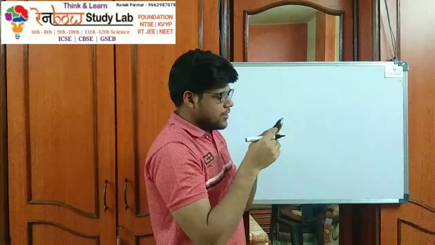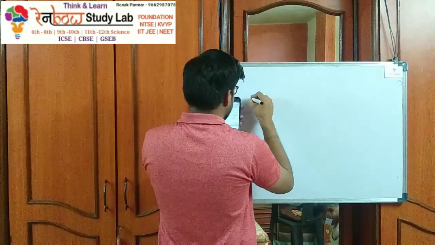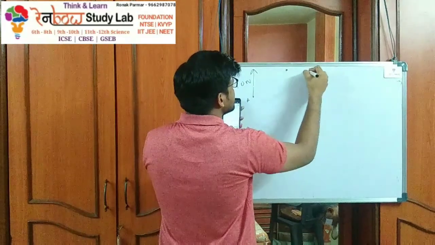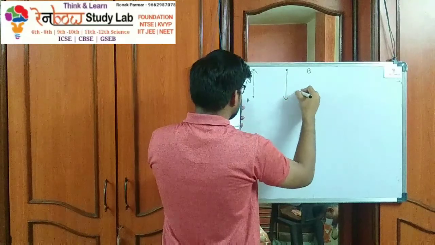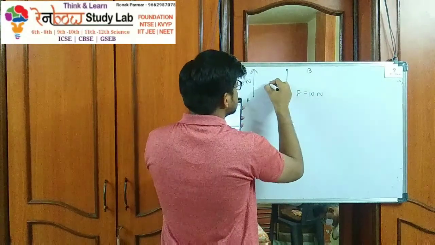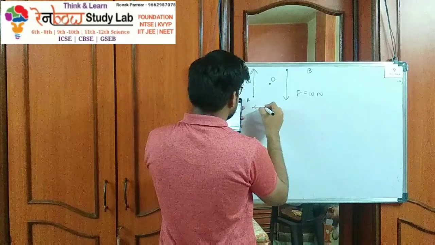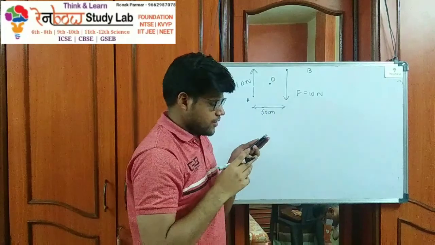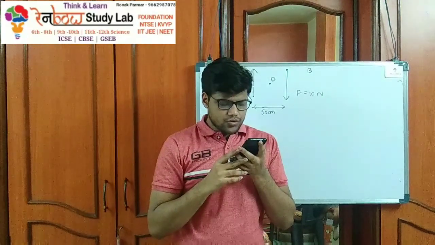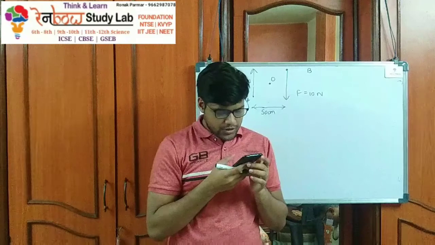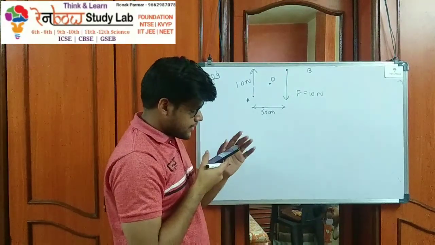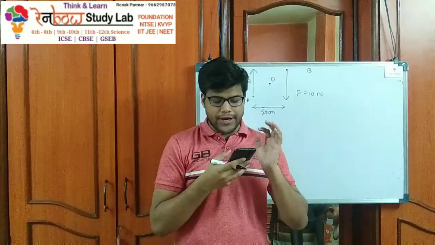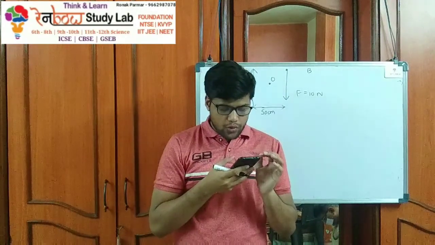So question number 6. There's a figure provided. At A, there is a force in the upward direction of 10 Newton, and at B, there is a downward force of 10 Newton. There is a center point O. The distance between A and B is 50 centimeter. The figure shows two forces, each of magnitude 10 Newton, acting parallelly in opposite directions. Calculate the resultant moment of force at points A, B and O.